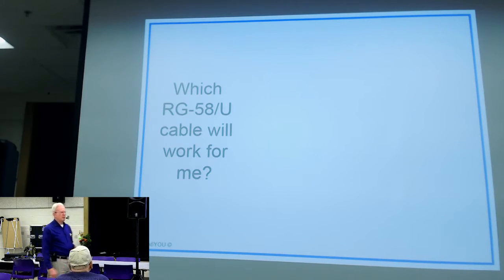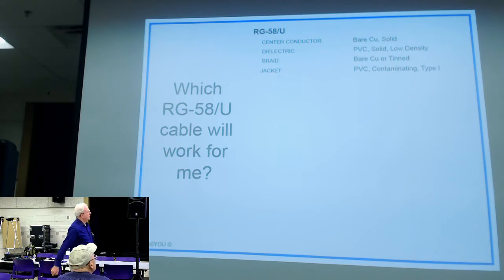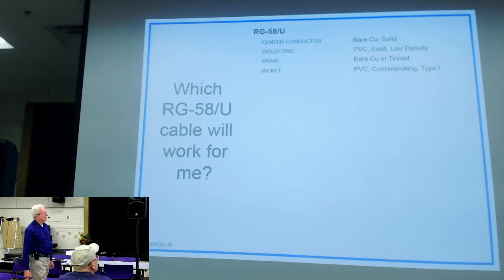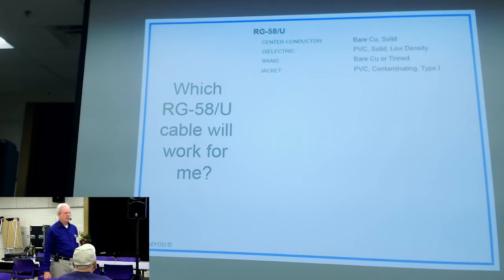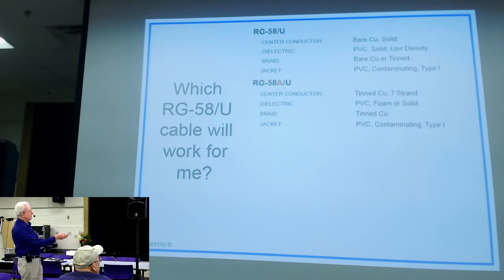But here's the question I get. Hey, Ron, I've seen like 4 kinds of this. Well, there's RG58 standard with no letter. Bare copper, solid, and notice it has a contaminating jacket, so it's not UV rated. RG58A, I'll bet some of you in here have some RG58A. Here's the thing, 7-strand.